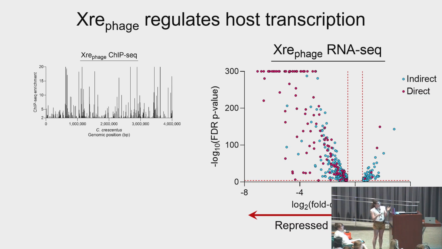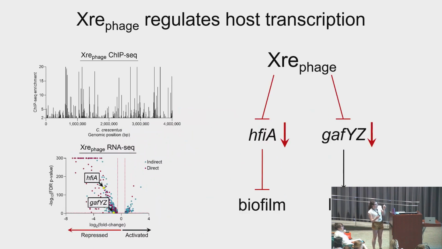Amongst those genes that were being differentially regulated were two that we were super interested in, which were HFIA and GAFYZ. I don't have time to show it today, but we know that this XRE acts as a direct repressor of these two transcription factors. And phenotypically, if you overexpress this XRE, you get an increase in biofilm formation, consistent with it acting as a repressor of the biofilm inhibitor, and a decrease in the amount of cell lysis that you get.